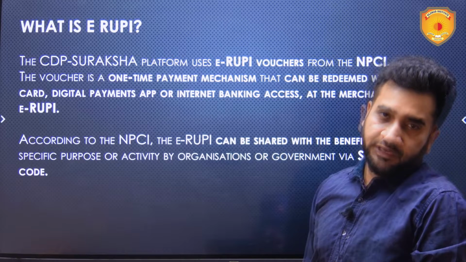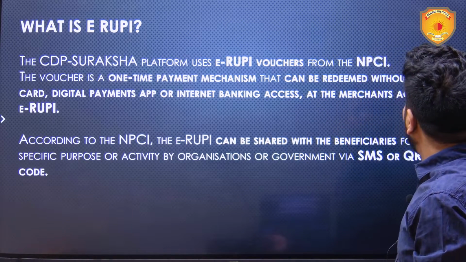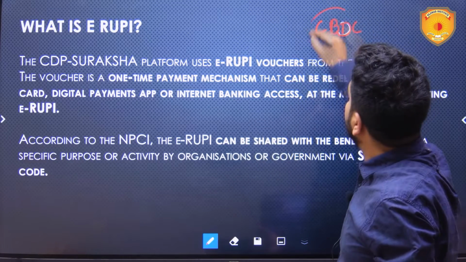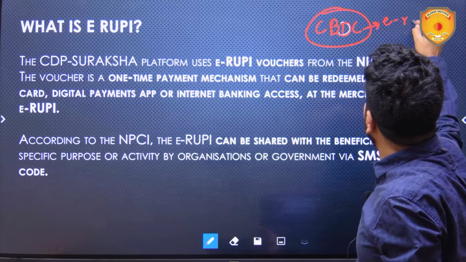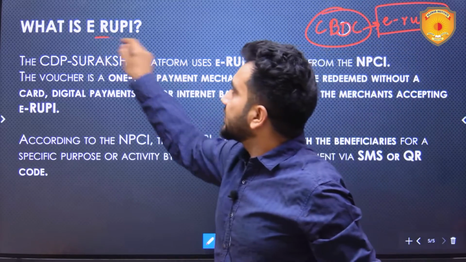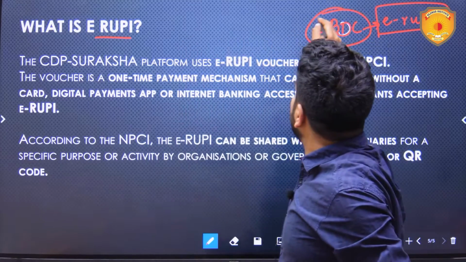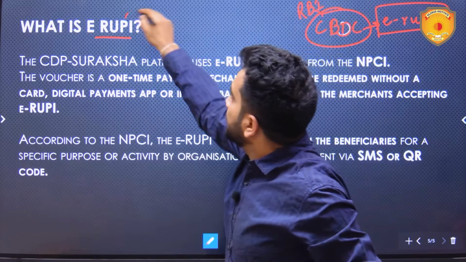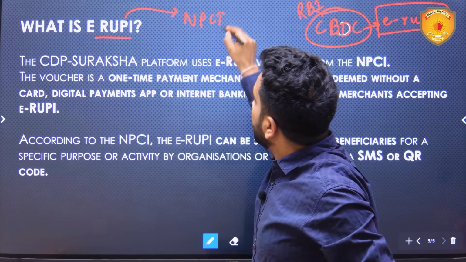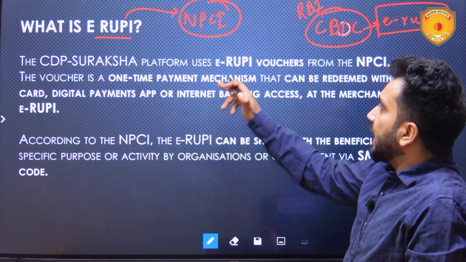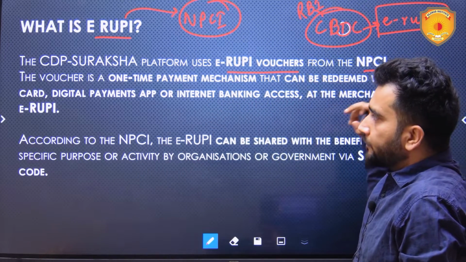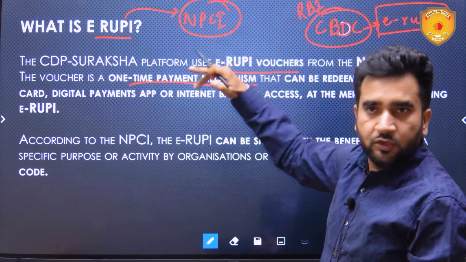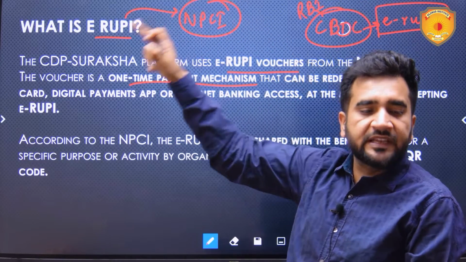Now, what is e-rupee? We need to understand that. A few days ago, we did central bank digital currency, CBDC. That is different. That is e-rupee and this is e-RUPI. This is issued by RBI, and this e-rupee is issued by NPCI. Now, CDP-SURAKSHA platform uses e-rupee vouchers from the NPCI. The voucher is a one-time payment mechanism. This is the second difference. First difference is the issuing agency between CBDC and e-rupee.